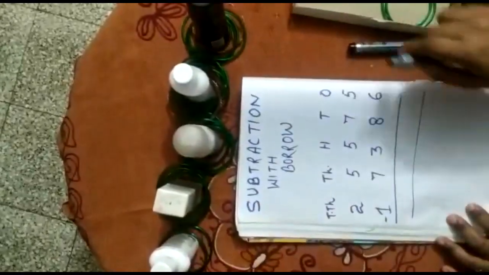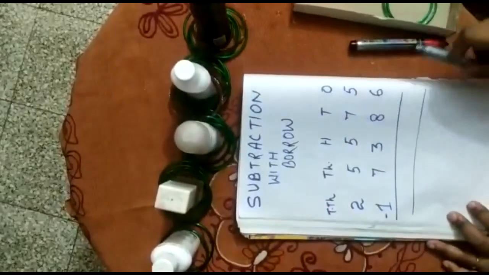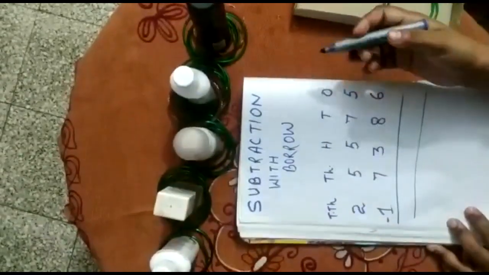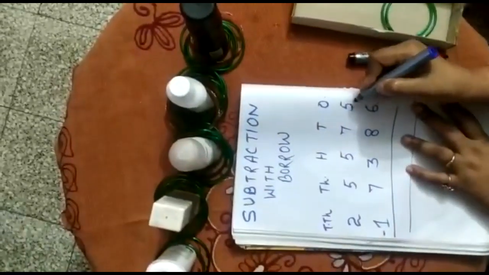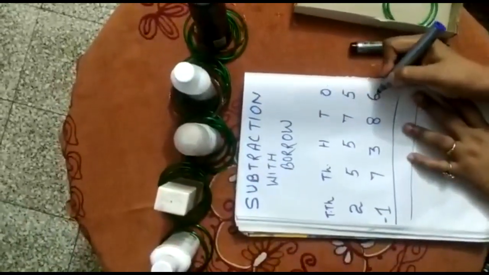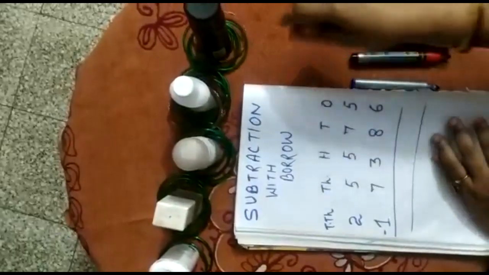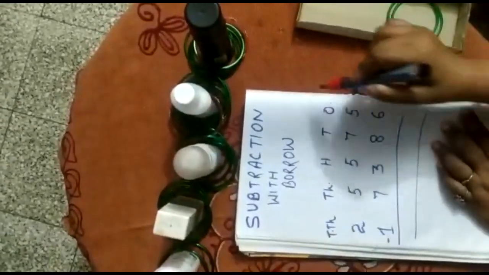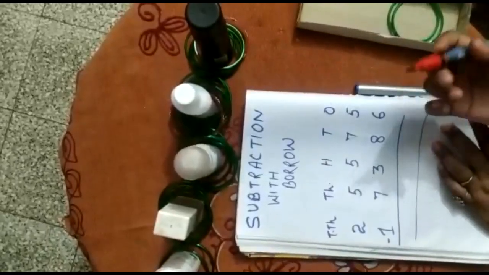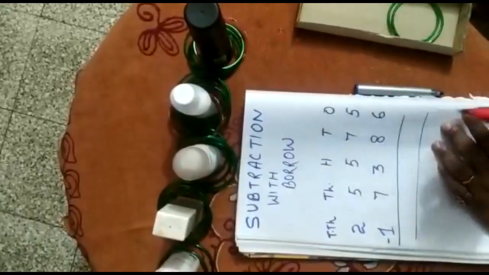From this 25,575 we have to subtract 17,386. So according to the rule of subtraction, let's start from the ones place. This ones place has 5 ones and 6 ones. We have to subtract 6 ones from 5 ones. So is it possible to subtract 6 ones from 5 ones? Why not possible? Because 5 is less than 6.